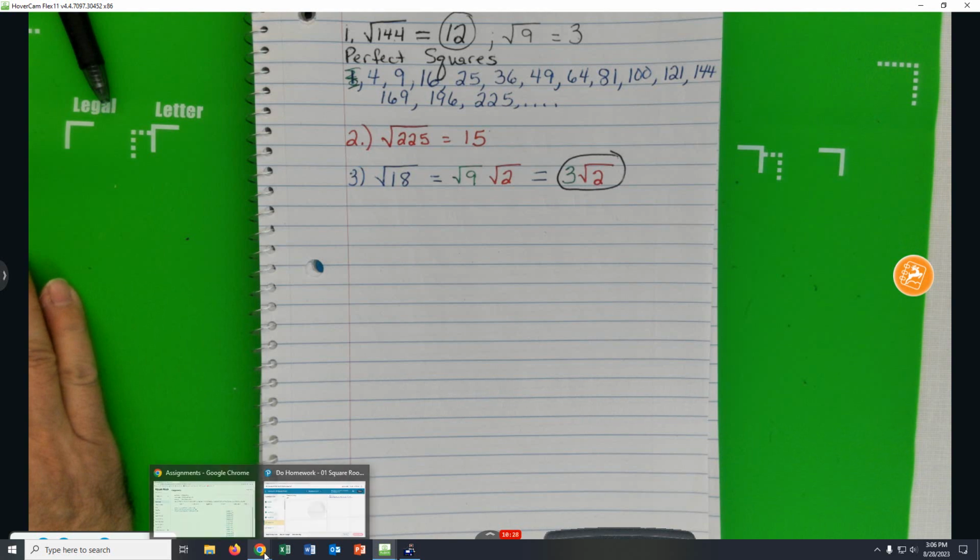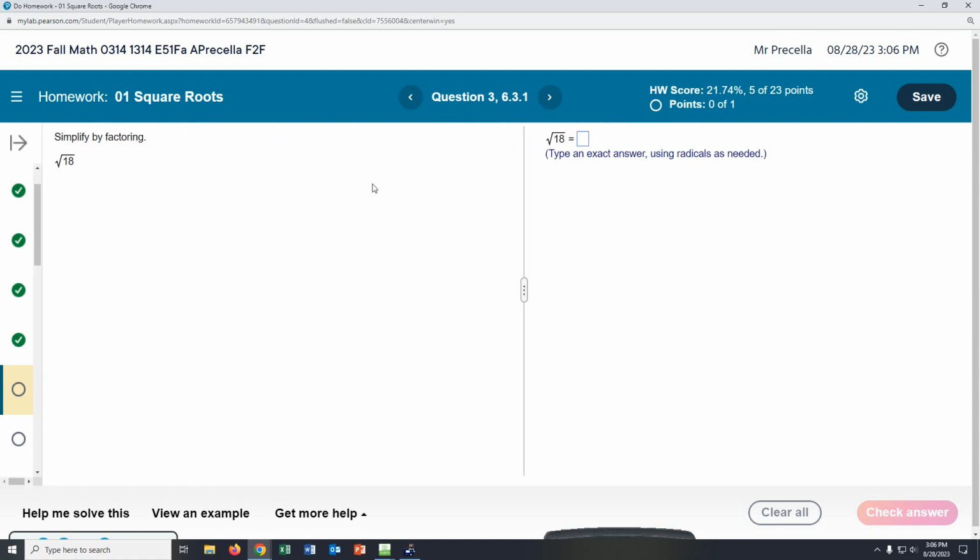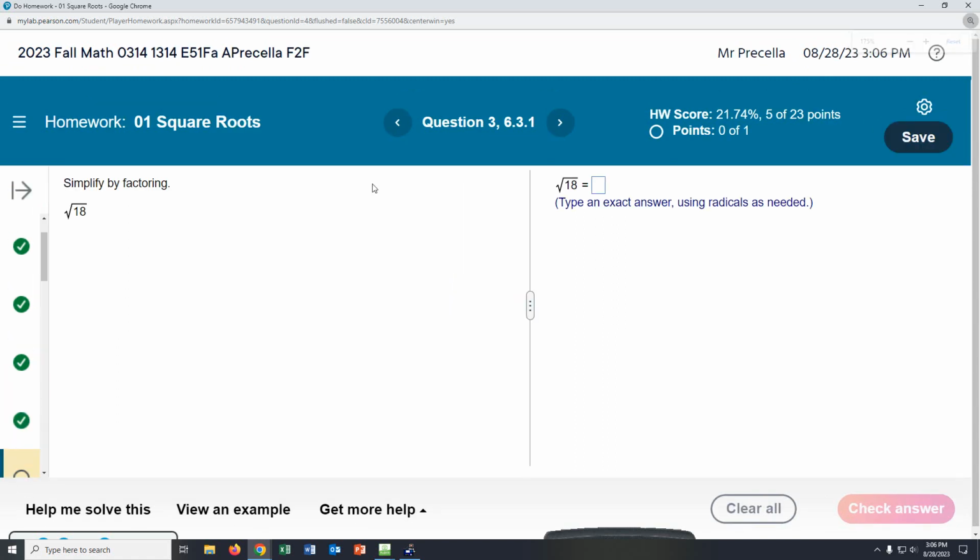Okay, can everyone see that? Do I need to blow it up a little bit? Hold on. Let me make it a little bigger. There, that looks better. Okay. So the square root of 18.